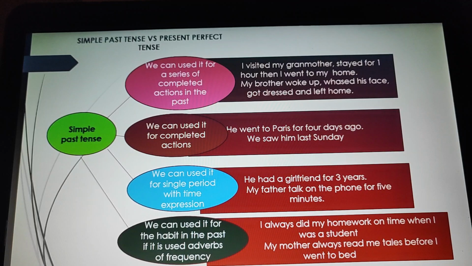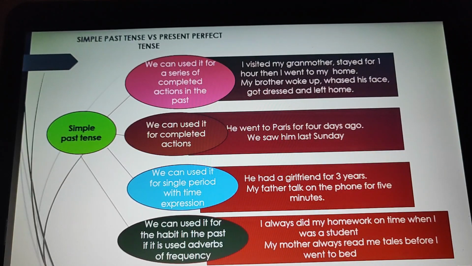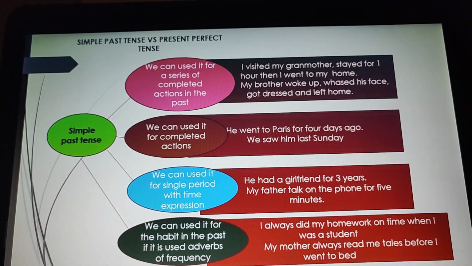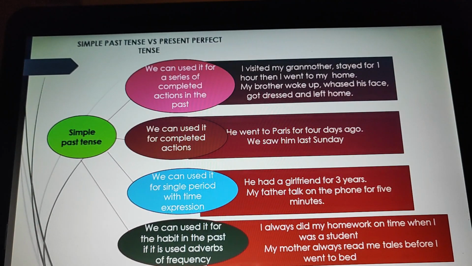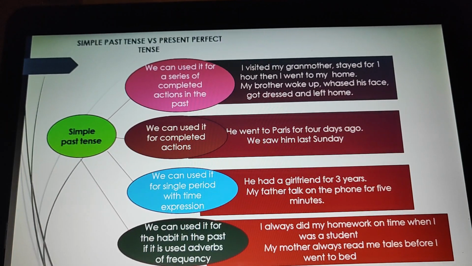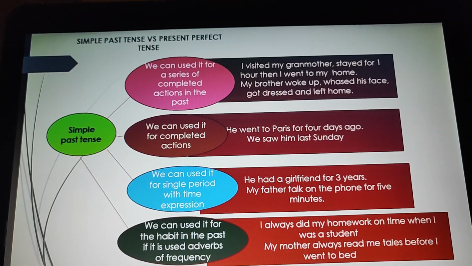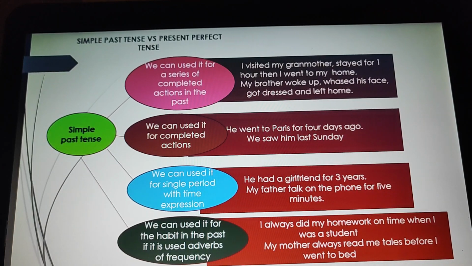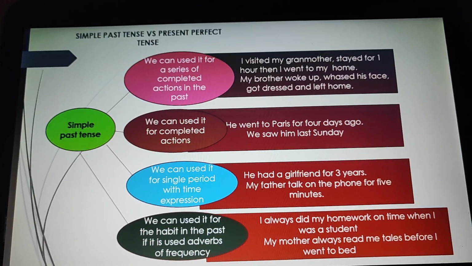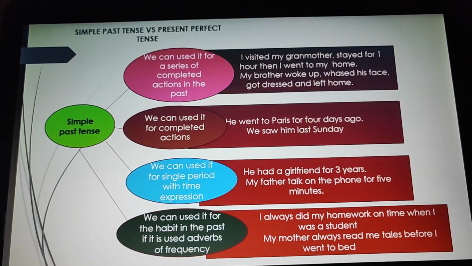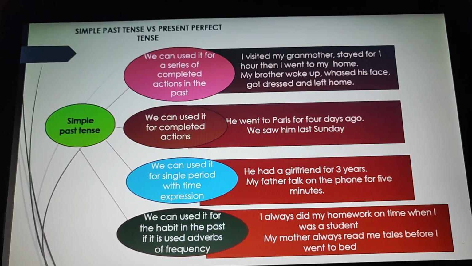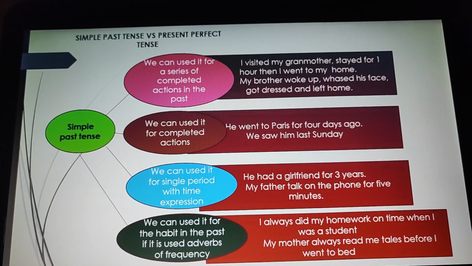Simple past tense indicates an action which is completed at a specific time, and simple past tense has different meanings or uses. Let's look at some of them. We can use it for a series of completed actions in the past. I visited my grandmother, stayed for 1 hour, then I went to my home. My brother woke up, washed his face, got dressed, and left home.